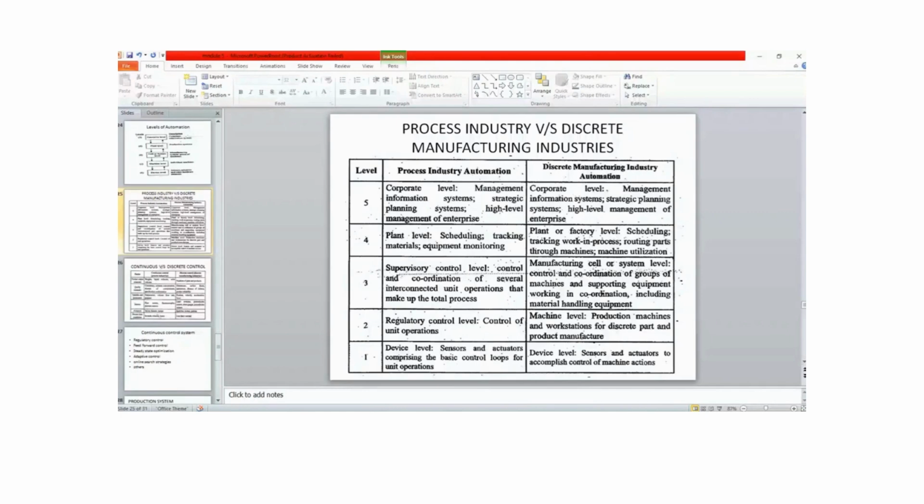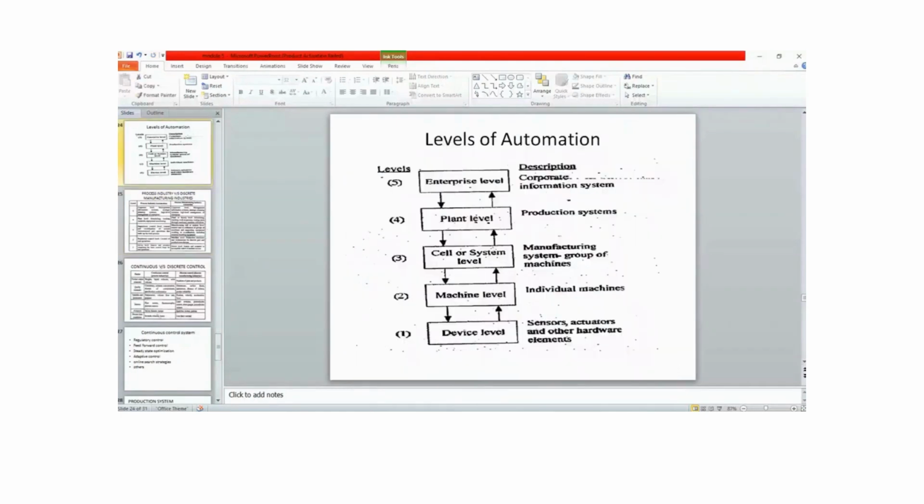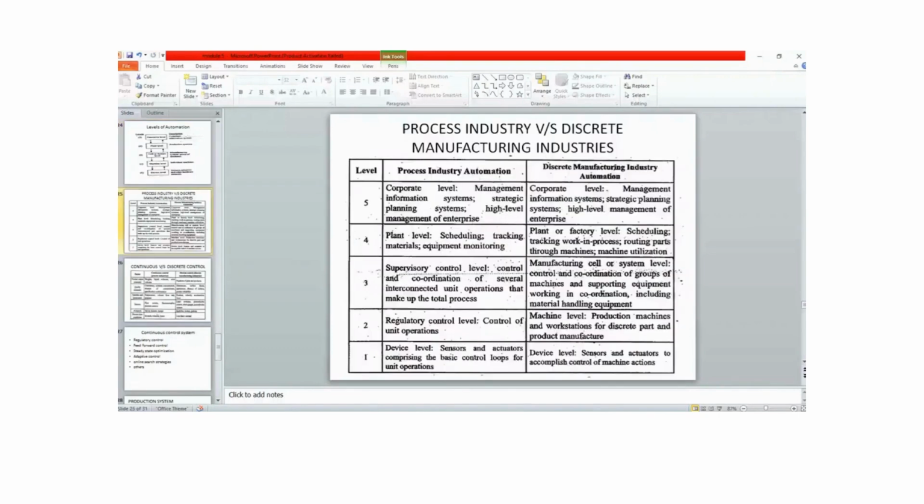Now if I consider a process industry, a continuous one, like filling a water bottle or a cool drink: first the bottle will come, then the cleaning, then the filling of the water takes place. After the filling, the cap is fixed, then the labeling around the bottle. All of this is done process-wise. The operation keeps going on.